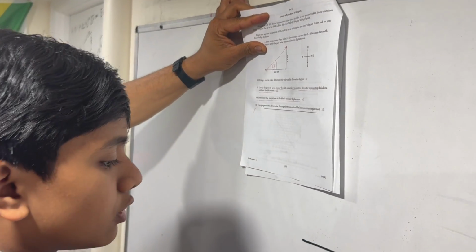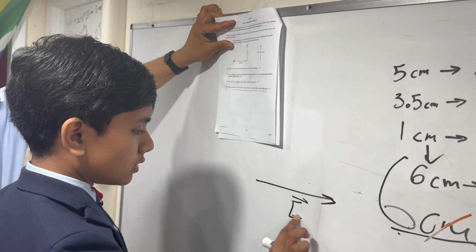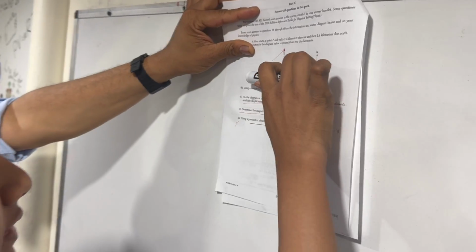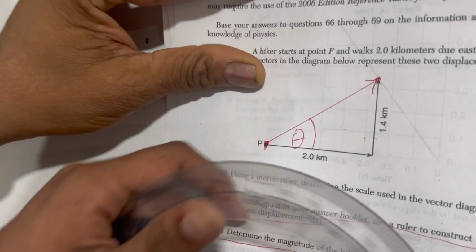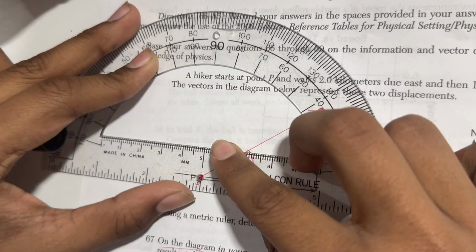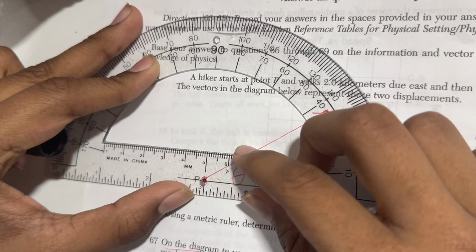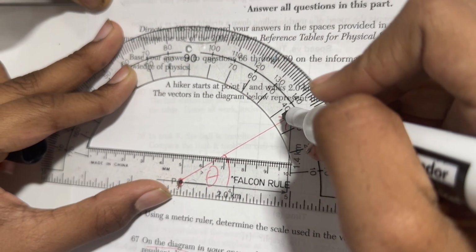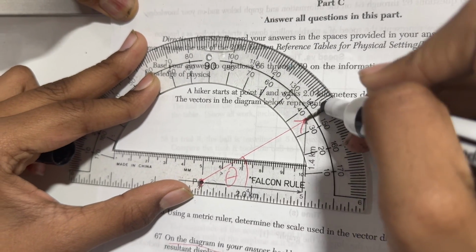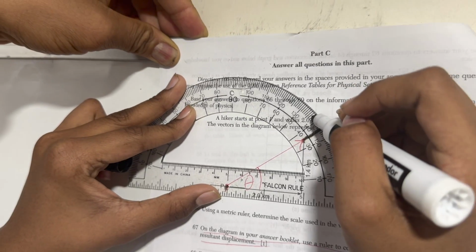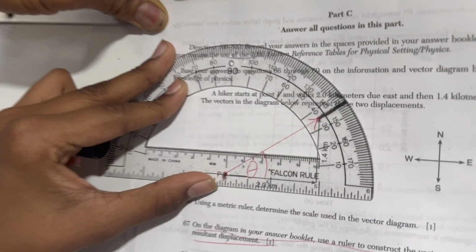East is this cardinal direction, so that's the exact way that this 2 kilometer displacement is pointing. So we can use that as essentially a baseline for direction. We just want to figure out which way this red arrow is pointing. I'm going to do it crudely by drawing on the protractor, and it looks like it's at about 35 degrees. So write it down.